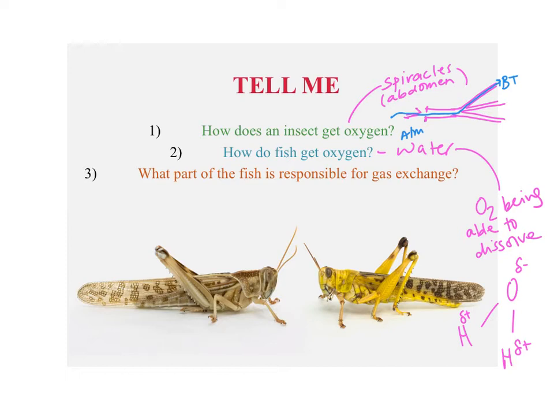And for the final part, what part of the fish is responsible for gas exchange? You might know, you might not. But the part of the fish is the gills. Okay, it's not a football team. Gills. There's little flaps on the side of the fish. If any of you have ever had a whole fish from the fishmongers, there's little flaps just behind the head.